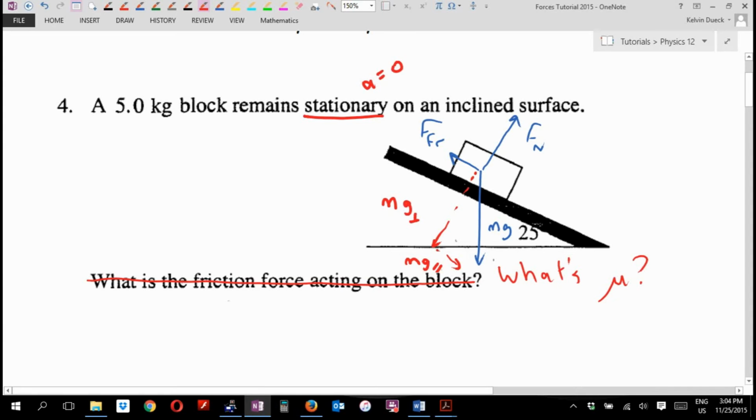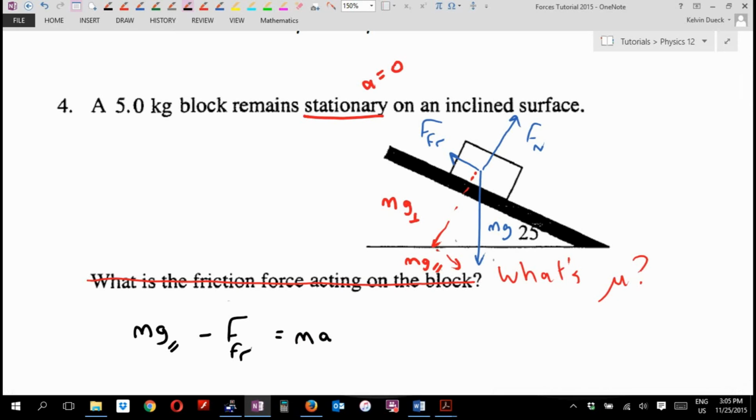See, normally I would say, who's winning? I think it's going to be a tie. That's why. If it's a tie, I tend to let gravity be the winner because my brain thinks stuff wants to slide down the hill. So in this case, I would go, now, if it wasn't a tie, I would do that, and I could find a. Or if they told me a, I could find friction.